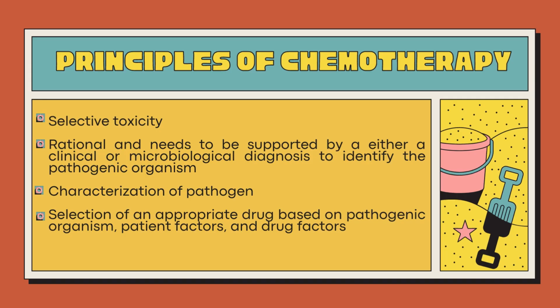So, the basic principle of chemotherapy is selective toxicity. Keep in mind that the drug should selectively inhibit or kill the disease-causing pathogenic organisms or cancer cells without affecting the host cells. Also, chemotherapy must be rational and needs to be supported by either a clinical or microbiological diagnosis to identify the pathogenic organisms.